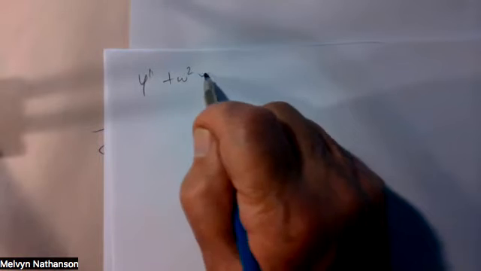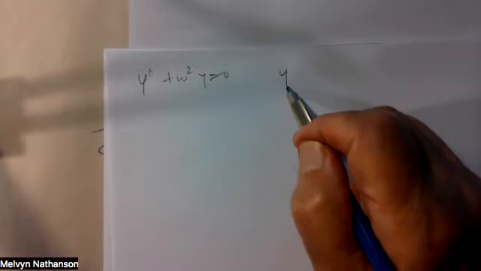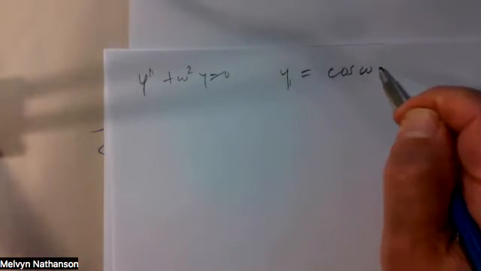So let's just compute the Wronskian of some pairs of functions. Let's go back to the differential equation y double prime plus omega squared y equals 0. So we have one solution, cosine omega x, and another solution, sine omega x.